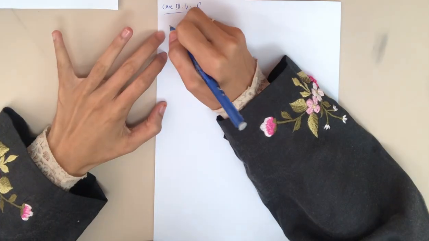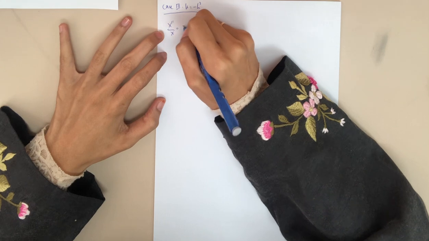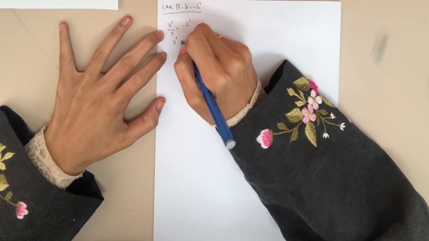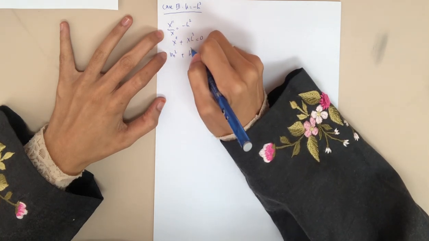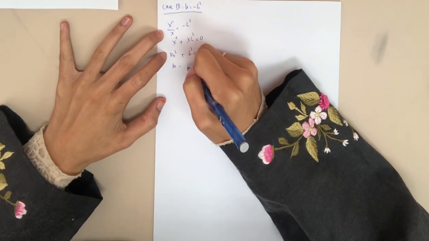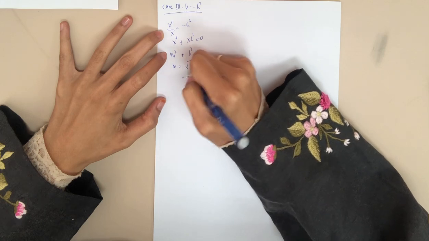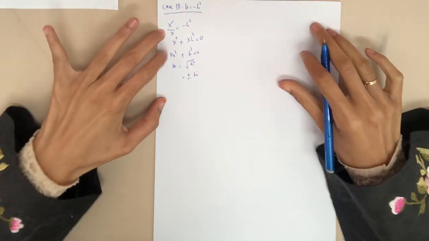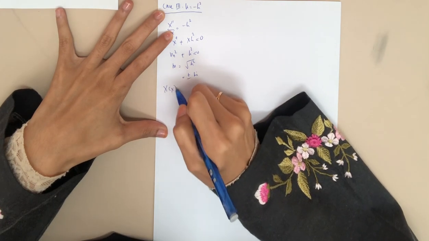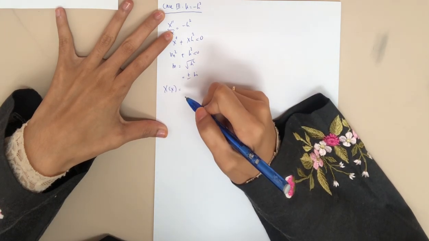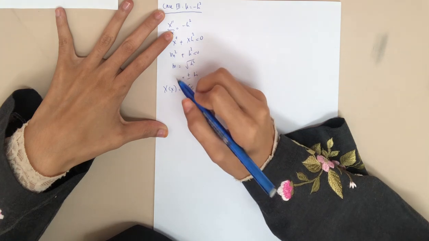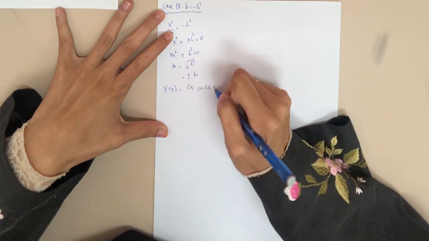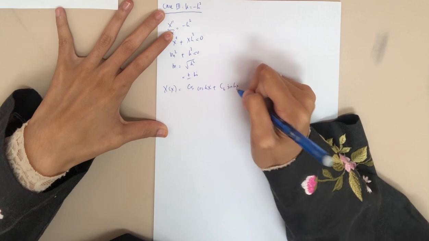Case number 3. We do the same thing, similar steps. So x double prime plus lambda square x, and then we have m square plus lambda square equal to 0. m equal to square root of minus lambda square, which is equal to plus minus lambda i. Therefore, the equation for x here, just now we had c4, so now c5 cos lambda x plus c6 sin lambda x.